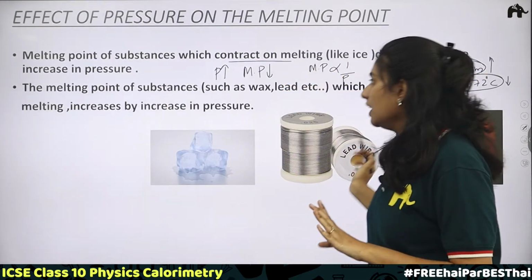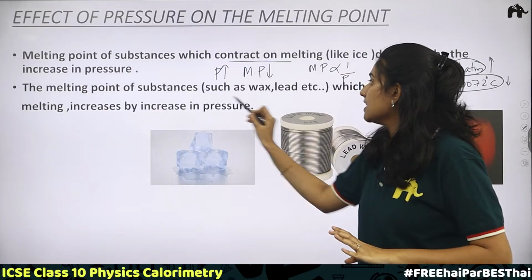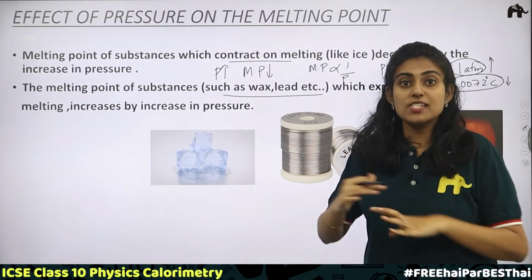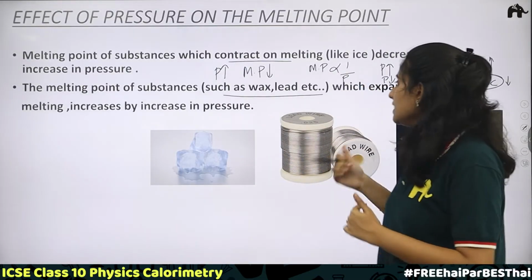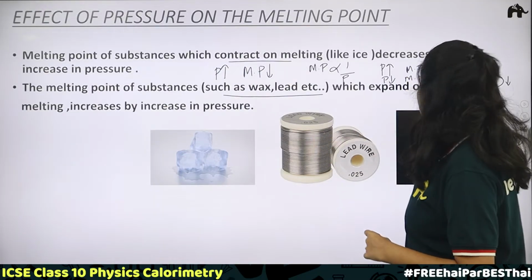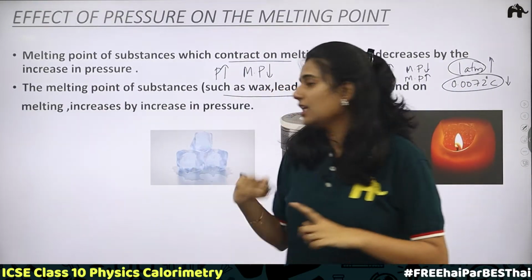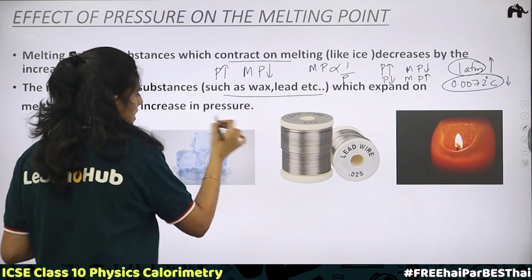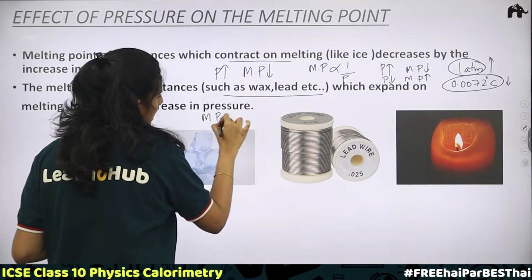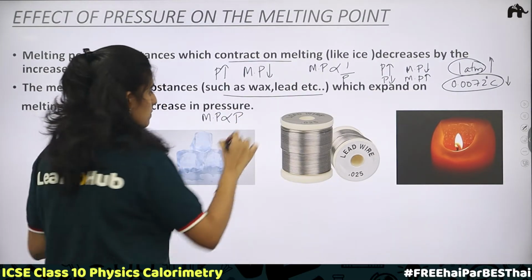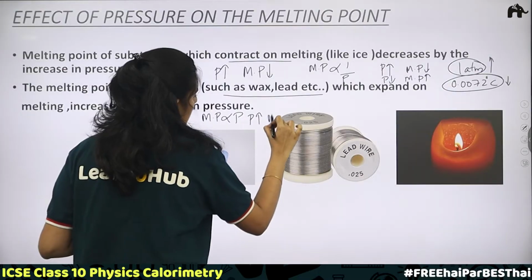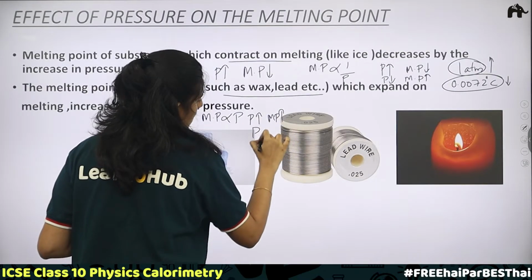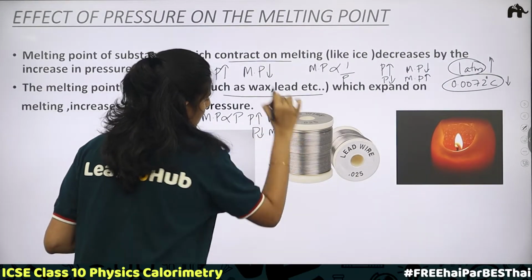Clear? Okay. Now, the melting point of substances such as wax, lead, etc., which are substances which expand, where the volume increases on melting, increases by increasing pressure. In these cases, they are directly proportional. Melting point is directly proportional to pressure, which means when pressure increases, melting point increases, pressure decreases, melting point decreases.